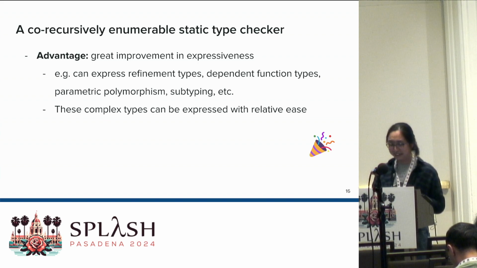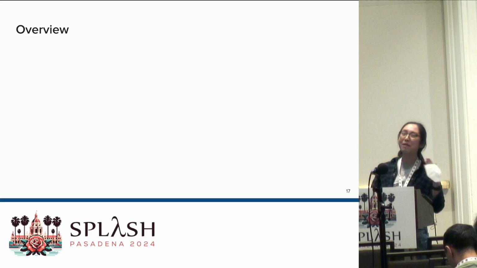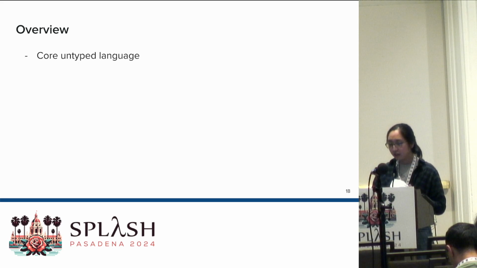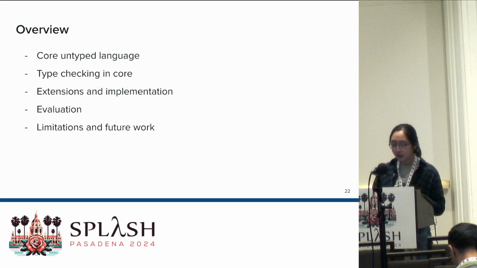So, yay. Okay, I will now offer a rough roadmap of the rest of this presentation. First, I'll start by defining a small untyped language, which will be the basis of subsequent discussions. And then I'll introduce two relations that will define how type checking works in our language. Next, I'll give an example of how more complex types can be introduced to the language and talk about the actual implementation. We'll also briefly discuss the practicality and the performance evaluation of the implementation. And finally, I'll discuss some limitations of our work and what we hope to work on in the future.